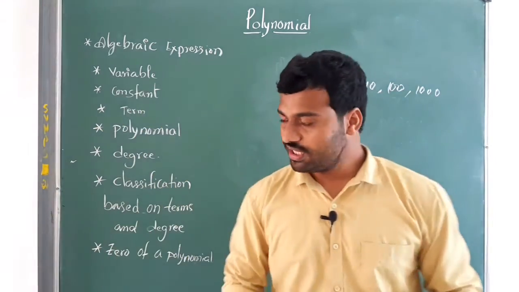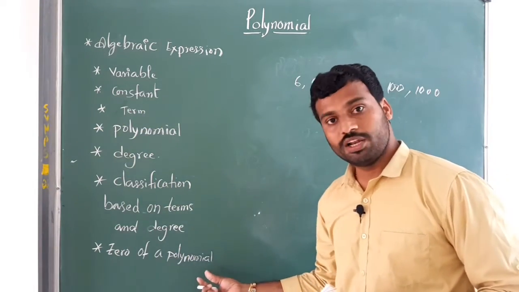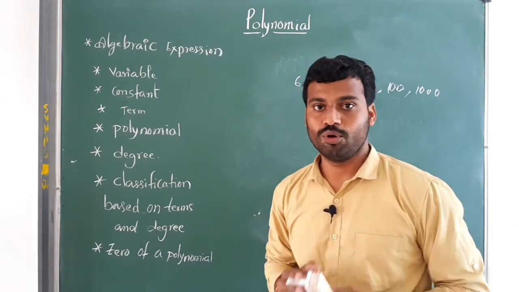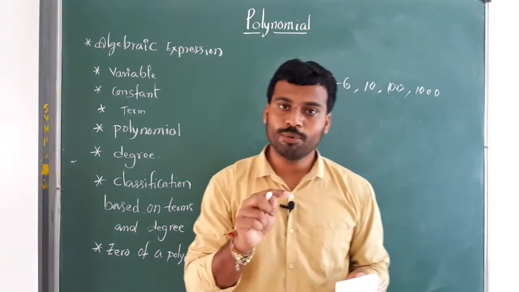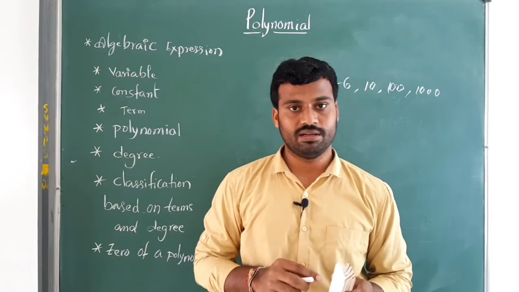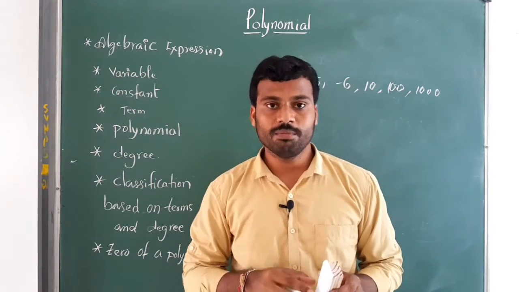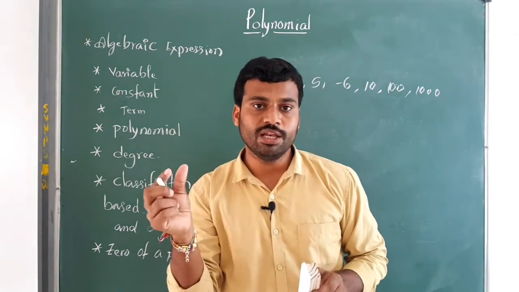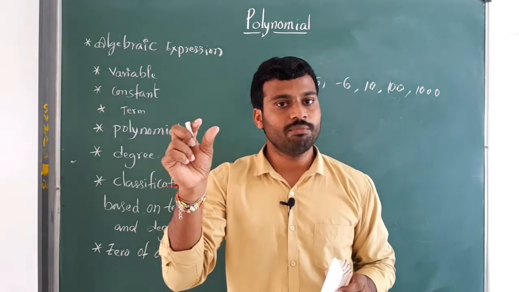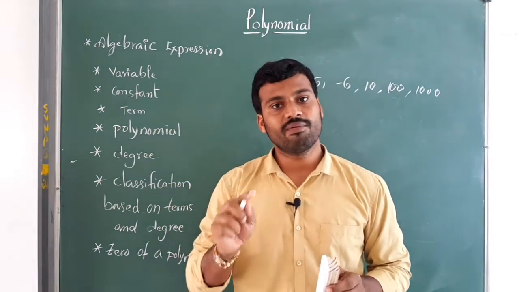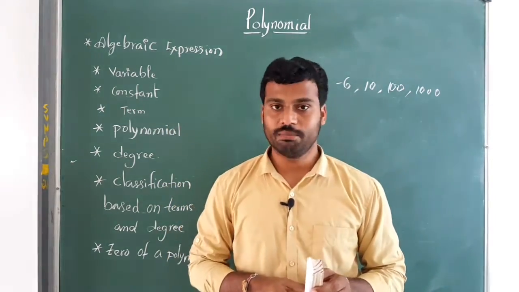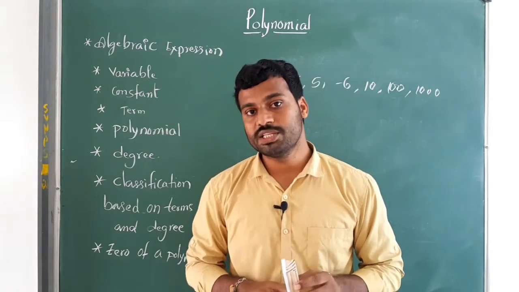So one more thing is what? 0 of a polynomial and 0 polynomial, both are different. 0 of a polynomial means what? For some particular value, the value of the polynomial will become 0. Then that value is the 0 of the polynomial. But 0 polynomial means what?